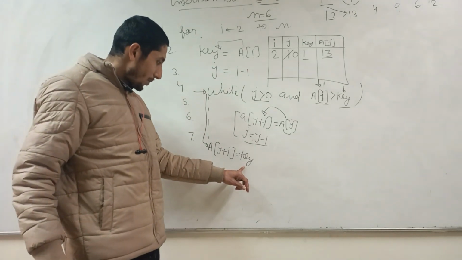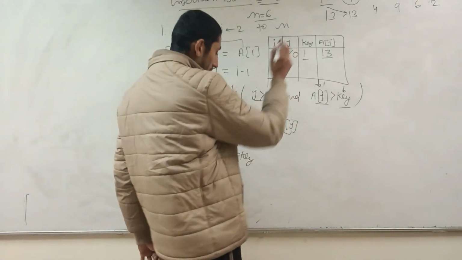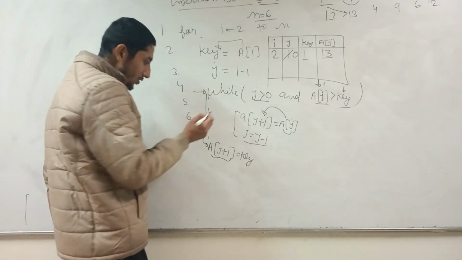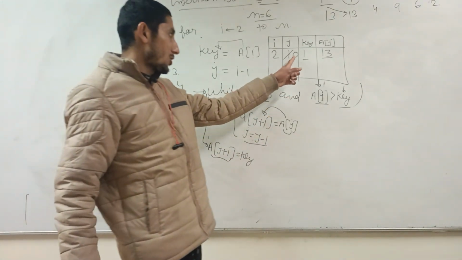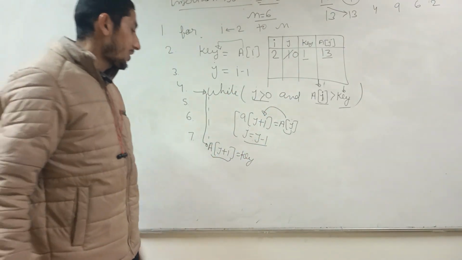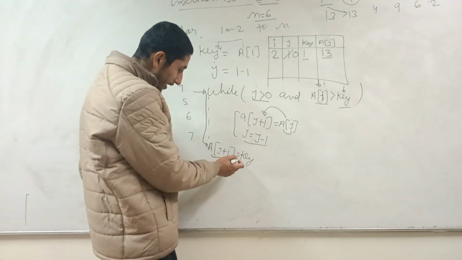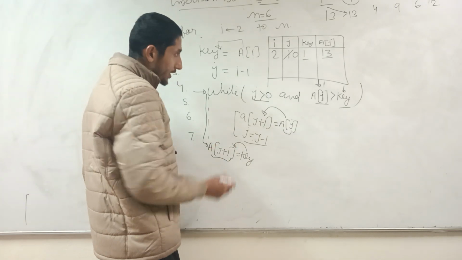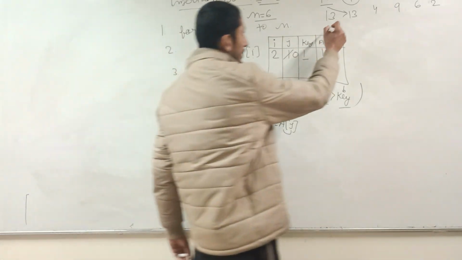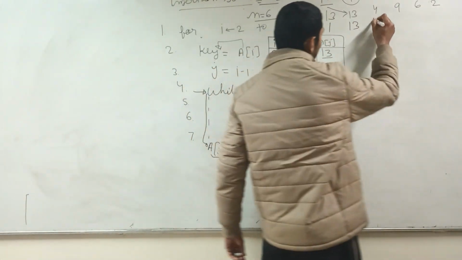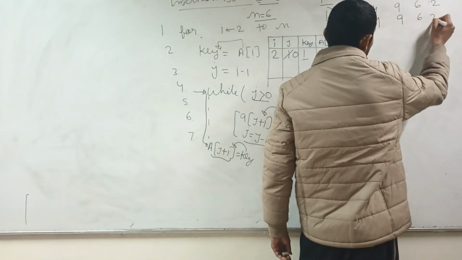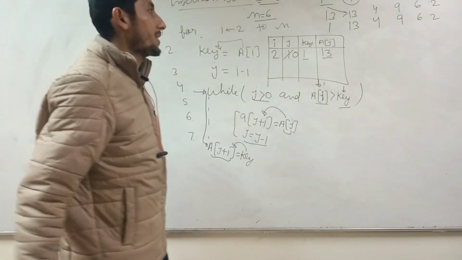So key should be copied. What is the value of key? 1, at the place of a[j plus 1]. So what is the value of j? The value of j is 0. 0 plus 1 is a1. In a1, the value of key should be copied. So what is the value of key? 1. It becomes like this. So what is the meaning of this? The meaning is that now 2 elements have been sorted.